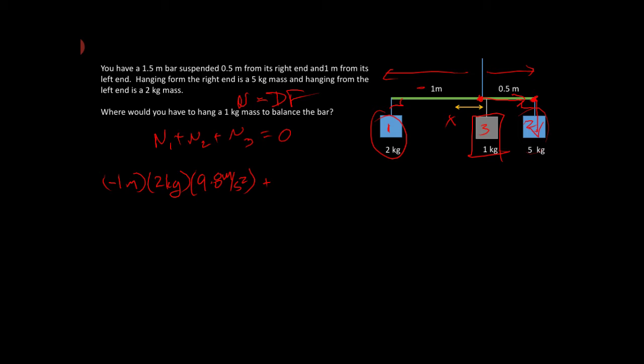That's looking good. Then we do number 2 over here because we have all the information for it, and that is 1/2 of a meter times 5 kilograms times 9.8 meters per second squared. Plus for 3 we have a distance x that will end up being in meters, but it's not now, times its mass, which is 1 kilogram, times 9.8 meters per second squared, and that's all equal to 0.